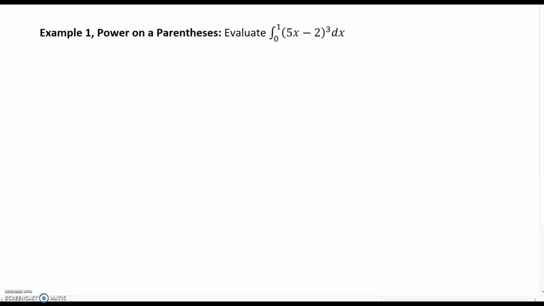Okay, so here we have a definite integral that requires u-substitution. And we're going to do it two different ways. We'll begin with option 1, which is just ignoring the limits, at least at the start.